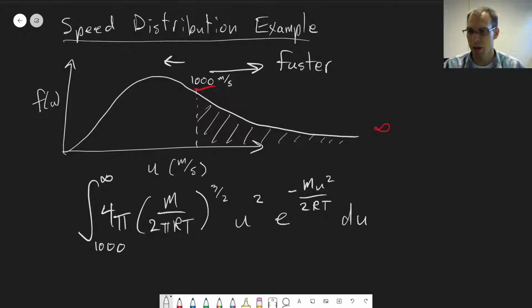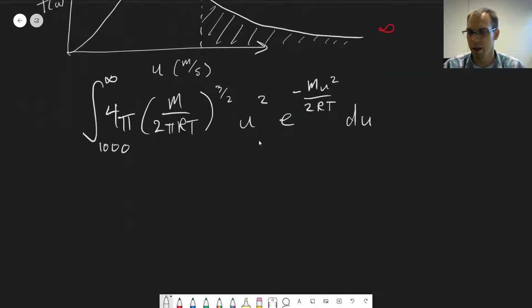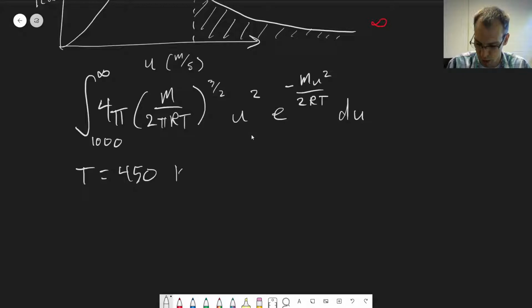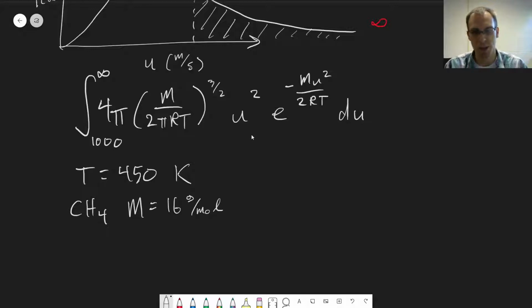Okay, so now that we've got our integral written out here, we need to know all the parts that are going into this. So let's say we have a temperature of 450 Kelvin. Maybe we're doing a reaction at elevated temperature. And let's say we're looking at methane, a reaction involving methane. I don't know what it would be. And so we can calculate the molecular mass. I'm just going to approximate it at 16 grams per mole. We can get more precise than that by using more significant figures, but we're just getting an approximate value here.